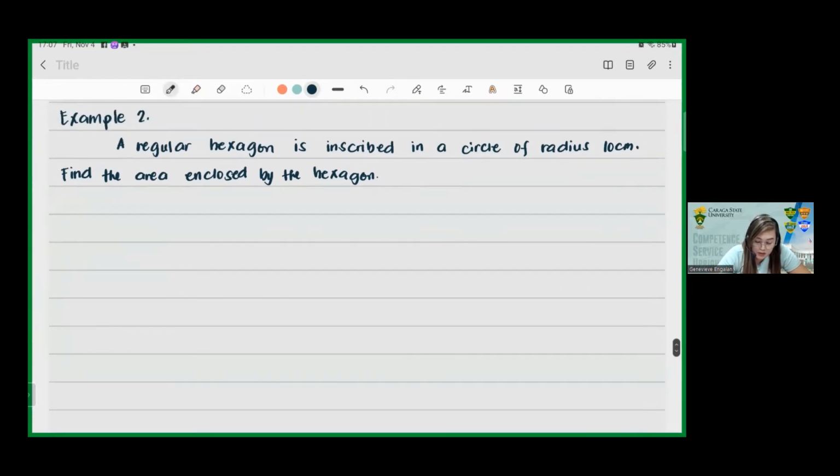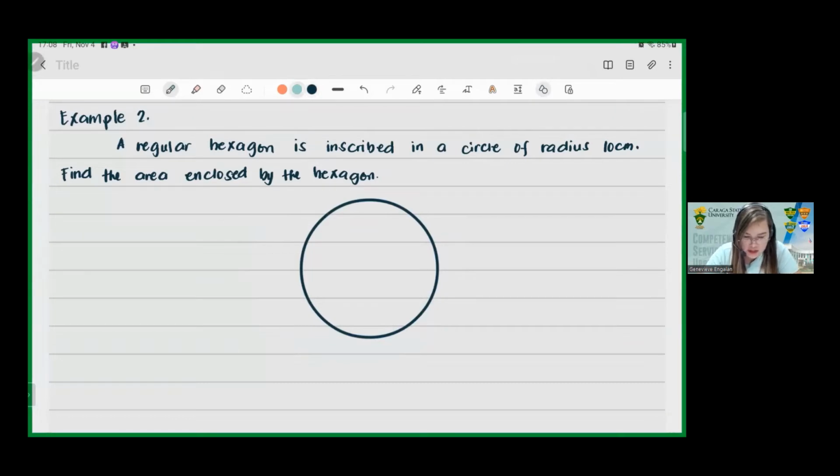Okay. So there's a circle. Okay, so circle. Okay, amazing. So we will inscribe the hexagon inside the circle, no? So hexagon means six sides.